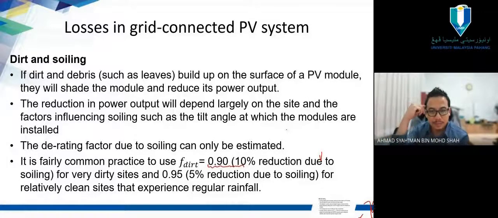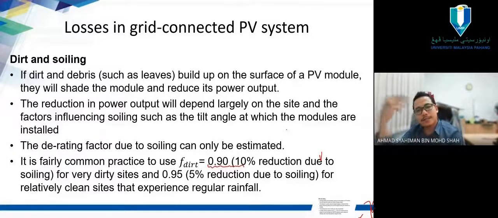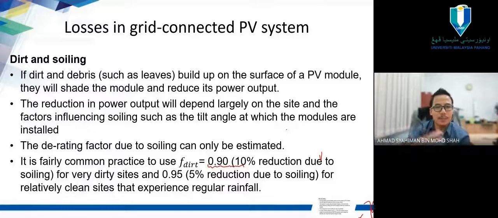But for normal places, maybe in Pahang or even in KL, in most cases you can go up to 5% only. So the factor is at most 5% in typical cases. But everything must depend on the question. If I put 7% in the question, then follow 7%. Sometimes I make a mistake.